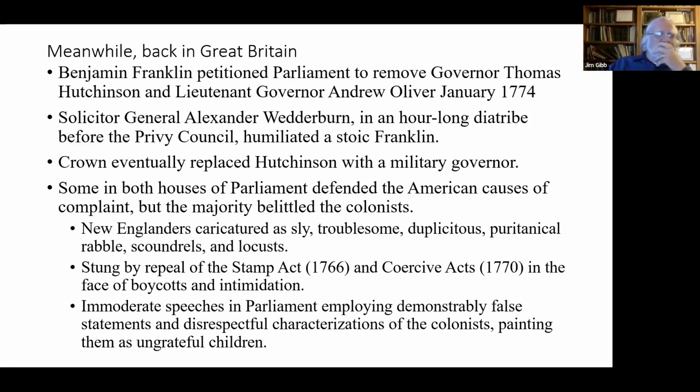Meanwhile, back in Great Britain, Benjamin Franklin is in London. Again, he's agent for the Massachusetts Bay Colony. He's a lobbyist. And he had also been postmaster of the North American colonies since 1753, so 20 years. And he presented a petition to Parliament to have them remove Governor Thomas Hutchinson and Lieutenant Governor Andrew Oliver from office.